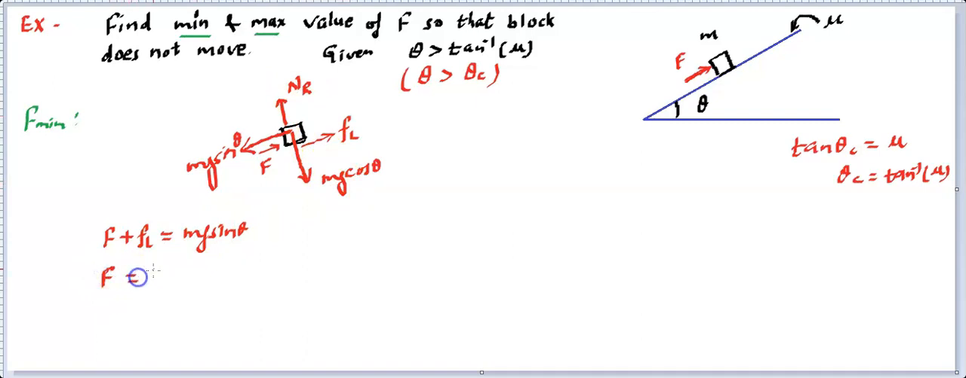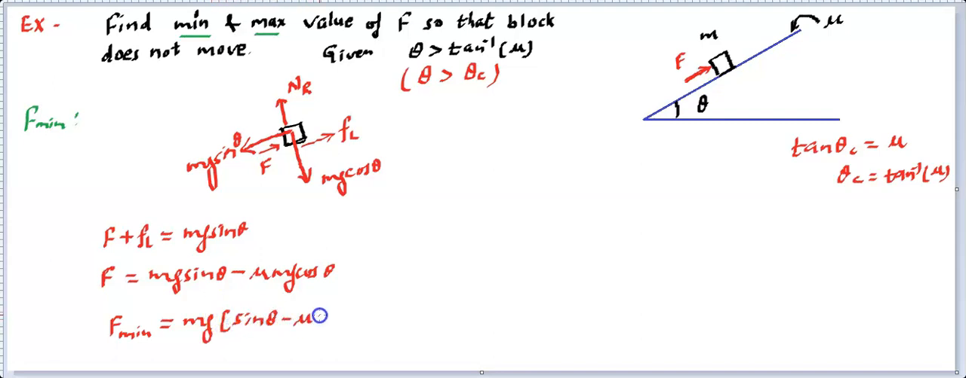So from here you can find this F value. This F is going to be the minimum value. It's going to be mg sine theta minus limiting friction. Limiting friction is mu into normal reaction, which is mg cos theta. So we can write this minimum force needed to prevent the sliding of the block is going to be equal to mg, you can take mg common, and it will be sine theta minus mu cos theta. Got it? So this is how you can find the minimum force required to prevent the block from moving.